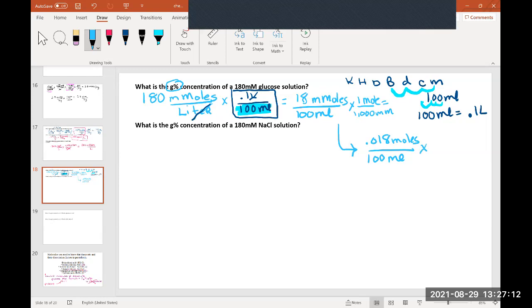Now I need to convert my moles to grams. For glucose, molecular weight is 180. So for every mole, I have 180 grams. My moles will cancel out. And when I do this calculation, I now have 3.24 grams percent.